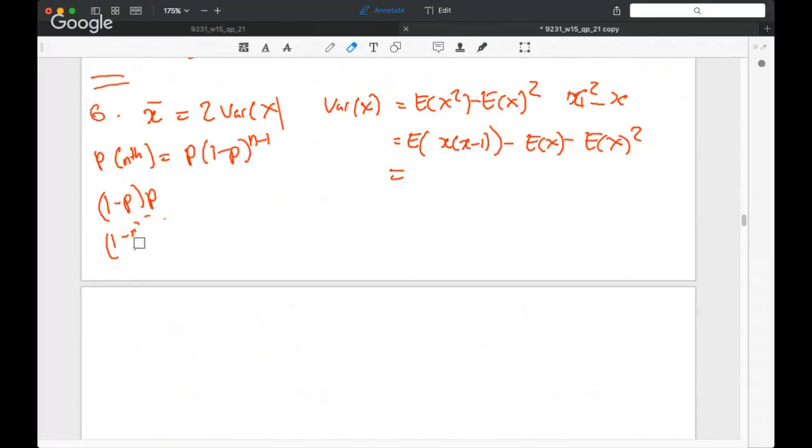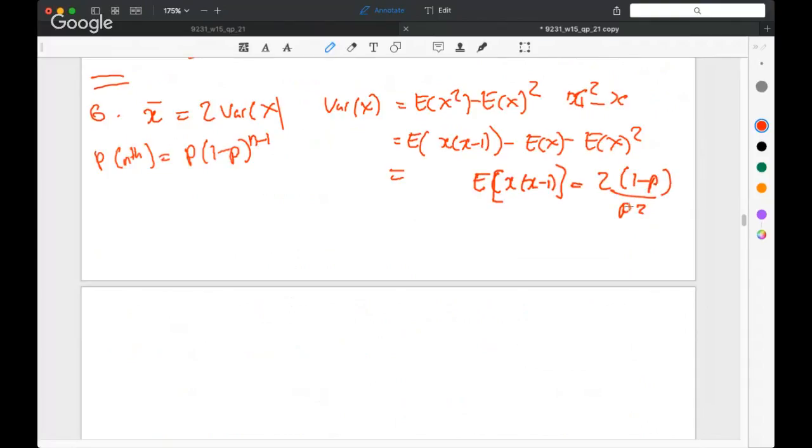So if you start with that, using this sort of approach, you can figure out that this thing, X times (X minus 1), is 2 times (1 minus p) over p squared. And the way you do that is by figuring out what the expected value is. So the expected value is the number of trial throws. You need to do a sum.